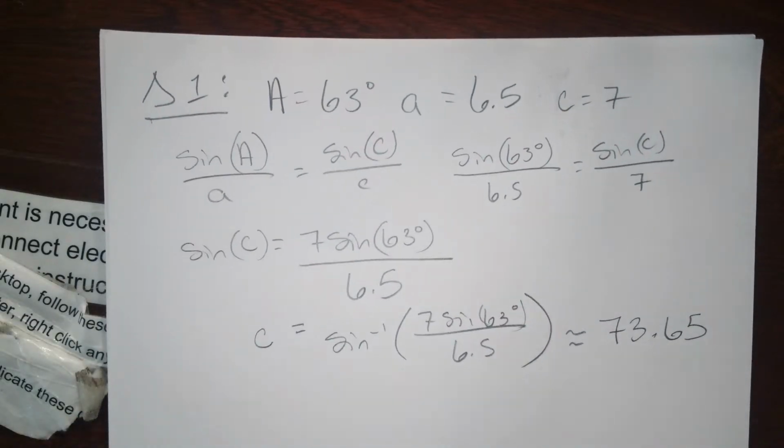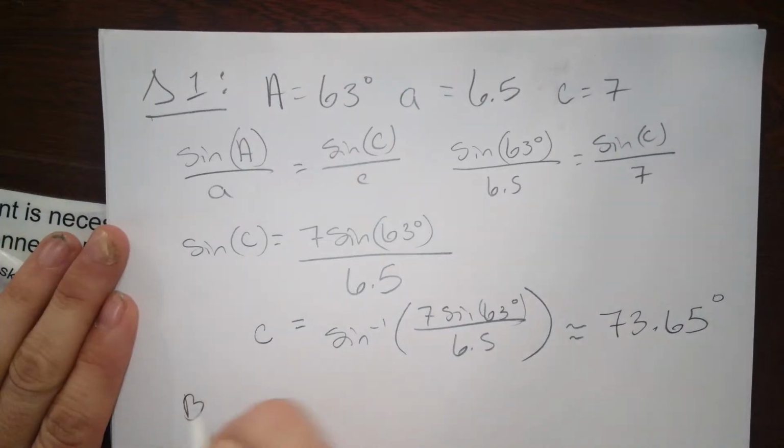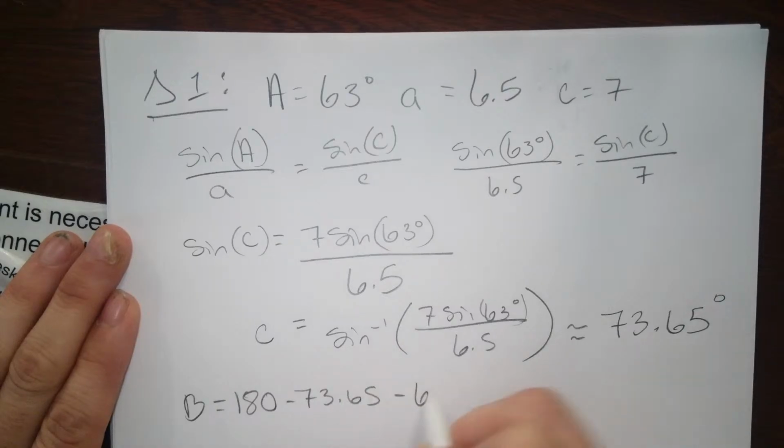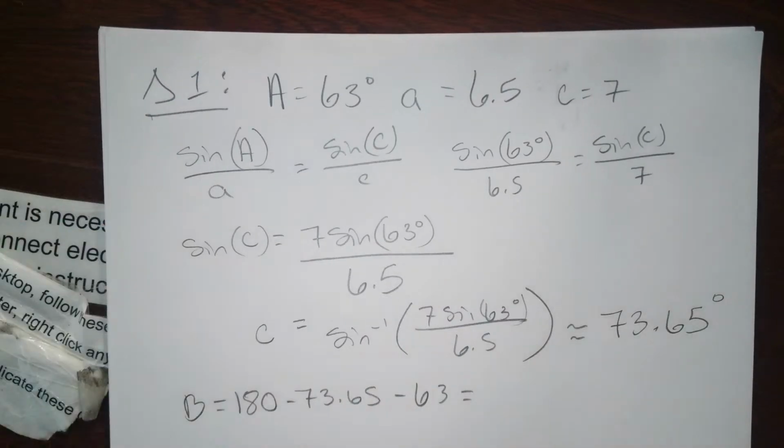All right. Now what? Find the third angle, right? I have 2 out of the 3 angles, so I could find the third angle. I can find angle B. So B is going to be 180 minus 73.65 minus 63. 43.45. Cool.